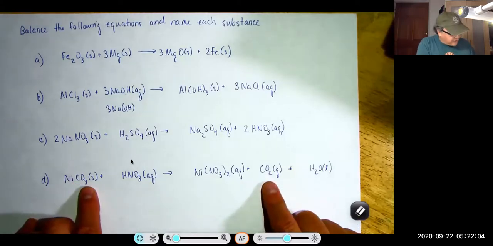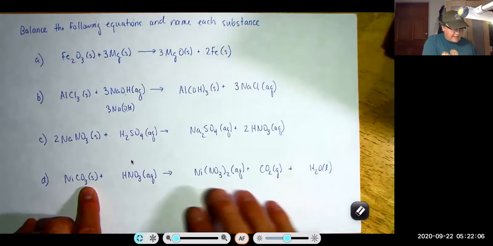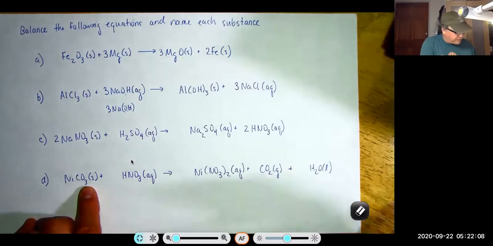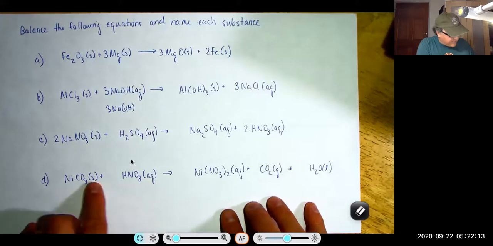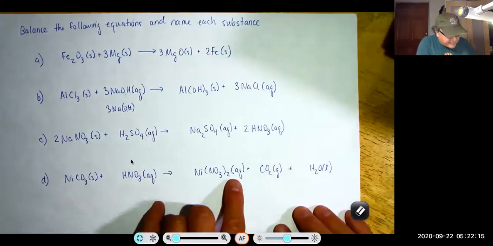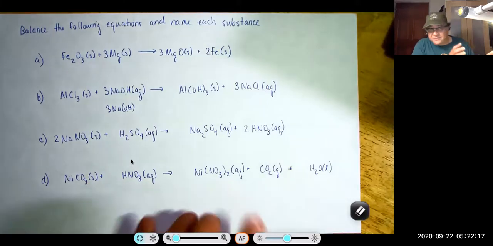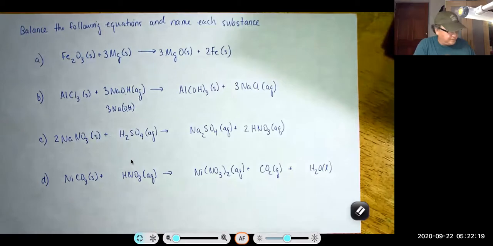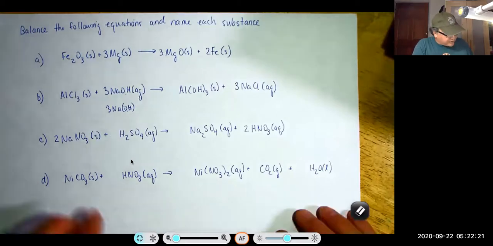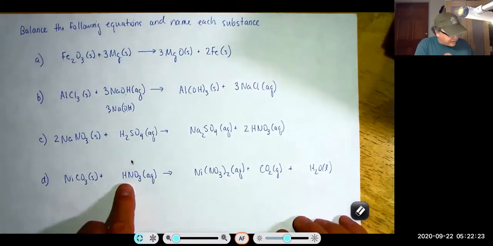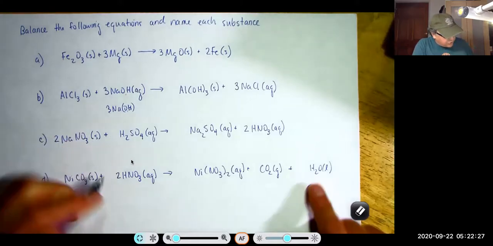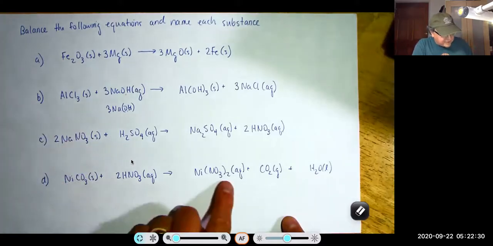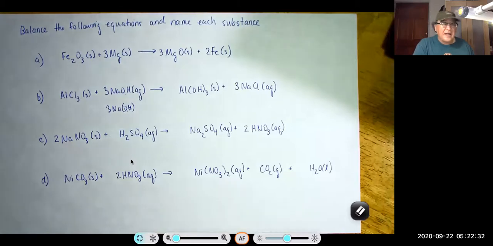Oxygen, you know what? It looks complicated, so I'm going to hold off on the oxygen for just a moment. Well, we can try. There's 6 here, and here there's 6, 7, 8, 9, so I'm not quite sure what's going to go on there. So let's skip from the oxygen to the hydrogen. 1 hydrogen here, 2 there. Let's put a 2 here. 2 nitrates here, 2 nitrates here. That looks good. Now let's go back and work on the oxygens.